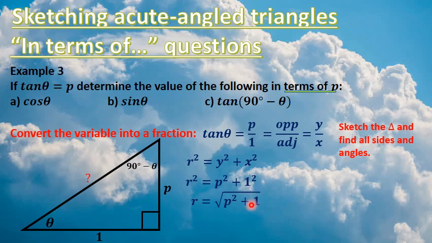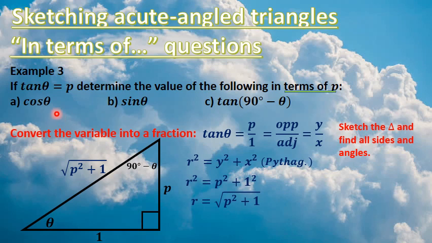Please do not make the fatal error of trying to split the square root and saying r is equal to p plus 1 because you've square rooted p squared and you've square rooted 1. We cannot split a square root sign when you are adding two values together. Right, so this is the value of r in terms of p. So we can write it down on this triangle. Now we have all 3 angles and all 3 sides of this triangle, so we can tackle the question.